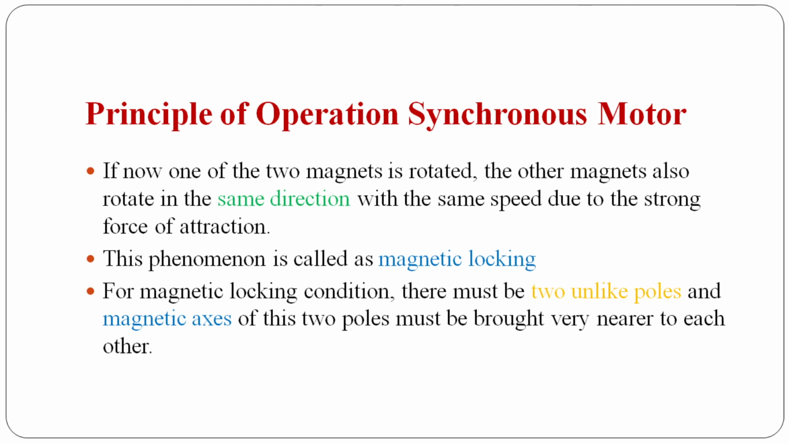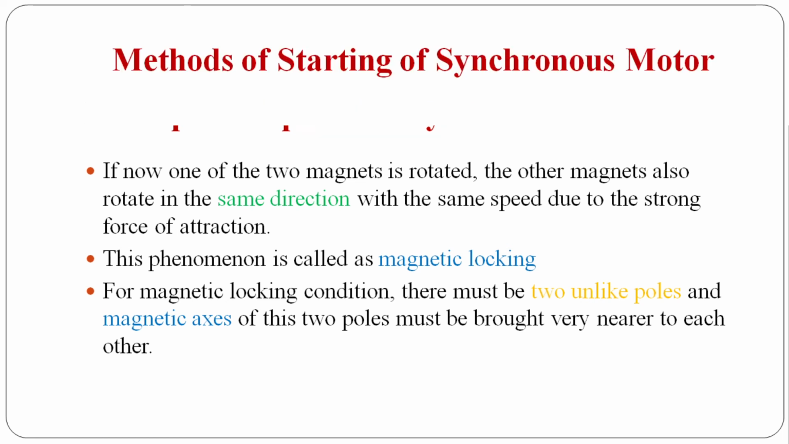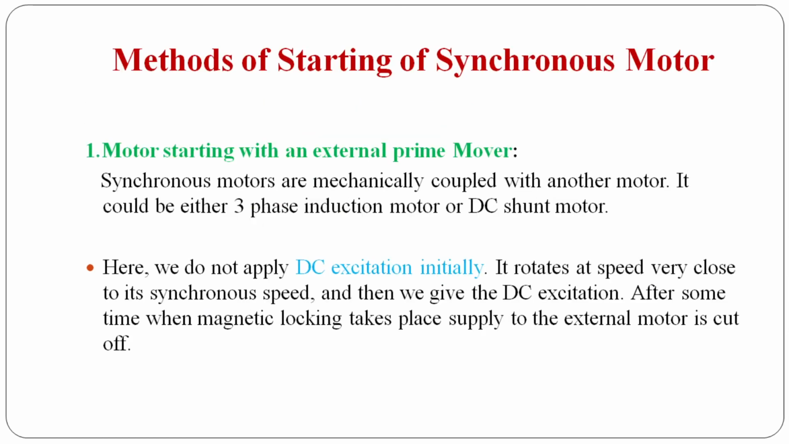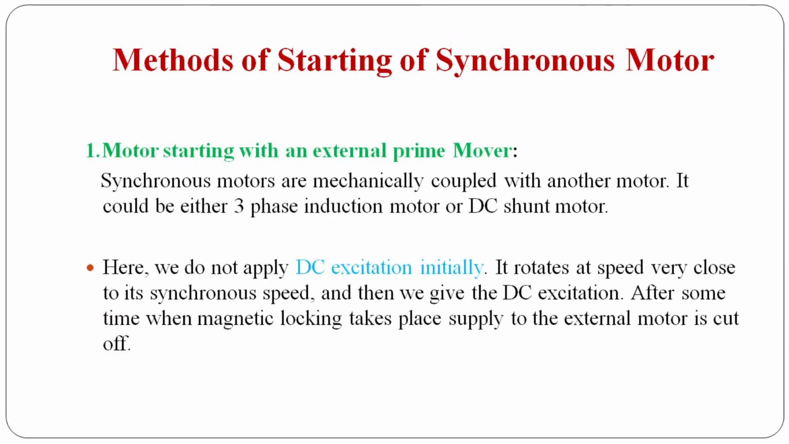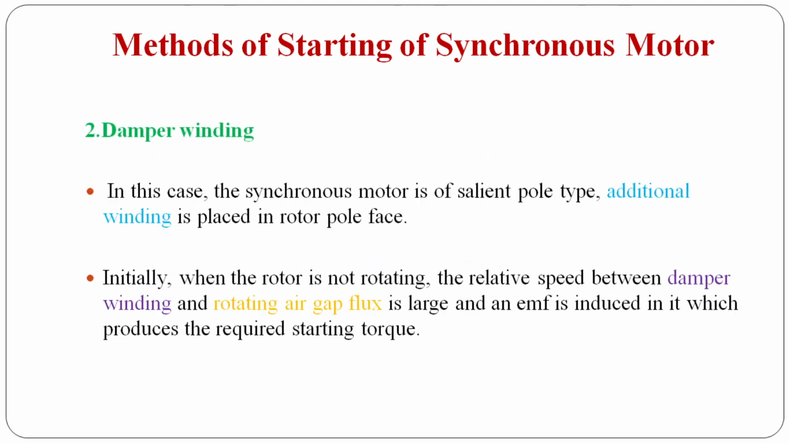To make it self-starting, we use magnetic locking, a phenomenon we have already seen. Magnetic locking is that if one of two magnets is rotated, the other magnet also rotates in the same direction with the same speed due to the strong force of attraction. So there are three methods of starting. The first is motor starting with an external prime mover. The external prime mover can be a three-phase induction motor or a DC shunt motor, and we do not apply DC excitation initially to the rotor. After it rotates at a speed very close to synchronous speed, we give the DC excitation to the rotor. When magnetic locking takes place, the supply to the external motor is cut out.